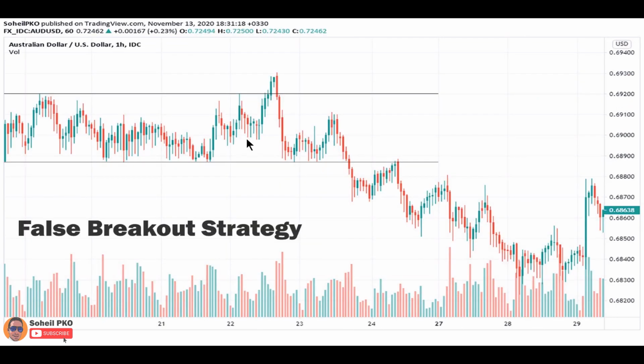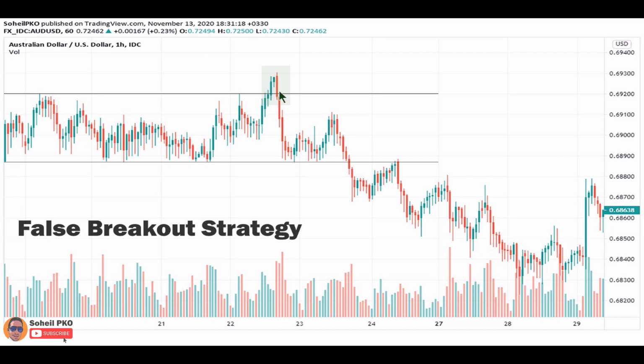False breakout strategy. Every breakout is not a valid breakout, and the price may go back below or above the broken line, which can bring us an opportunity of trading if there is a trading range. As you can see on this chart, here the price breaks the resistance level and closes above this line. But if you look at the volume, you can clearly see that the volume is very low, which tells us that until now the breakout was not a valid breakout.